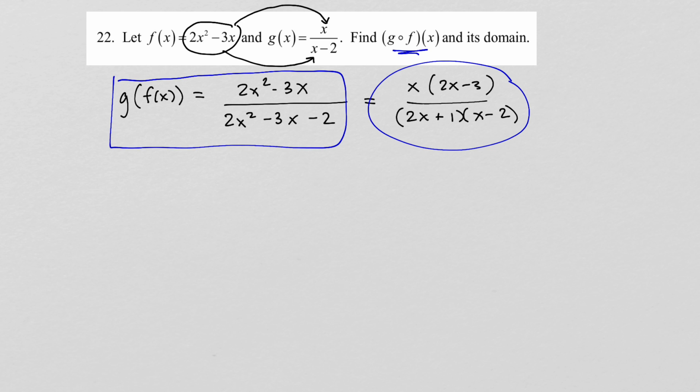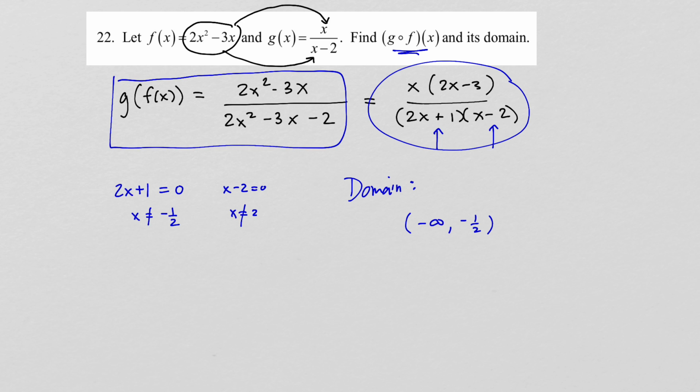Now, what about its domain? Well, its domain clearly has a couple of numbers that are not allowed, because 2x plus 1, if that's equal to 0, we're going to have a problem, right? Because we cannot divide by 0. And so that means that x equals negative 1/2 is a restricted value, because that will make that factor 0. And if x minus 2 equals 0, that would mean that x would be 2. So we have to restrict 2 as well. So our domain is all numbers except for these two numbers.